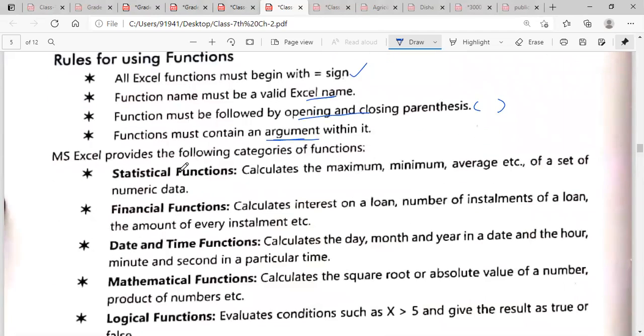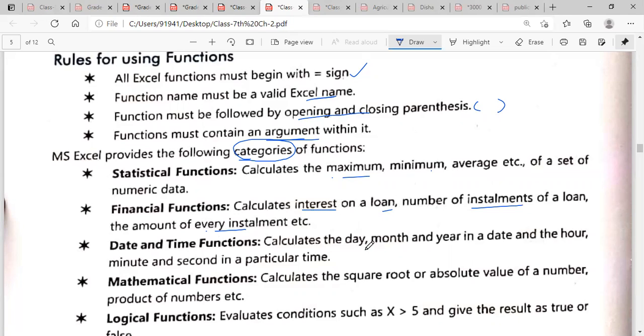MS Excel provides the following categories of function. Now, what are the categories? What are the types? First, statistical functions. Statistical functions calculate the maximum, minimum, and average of a set of numerical data. Now, financial functions calculate interest on a loan or number of installments of a loan and amount of every installment, etc. By using a financial function, you can calculate an interest or installment.